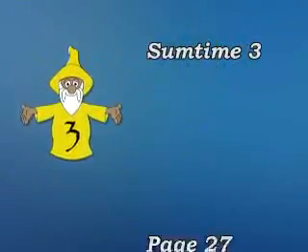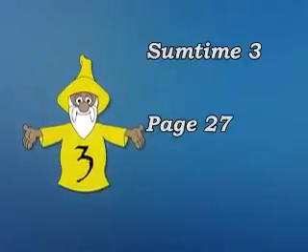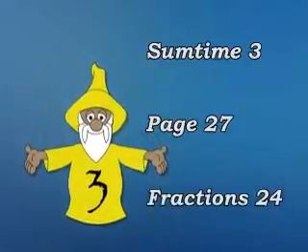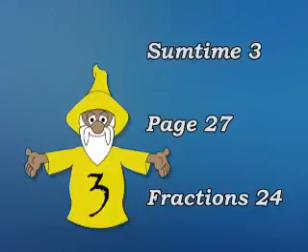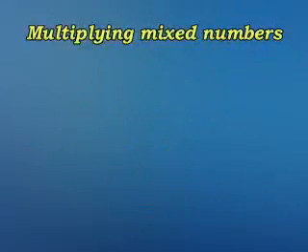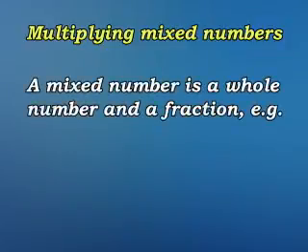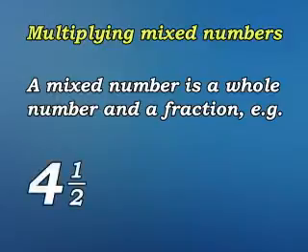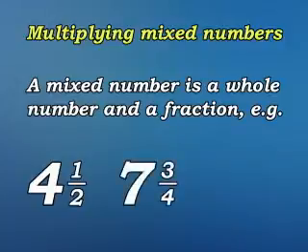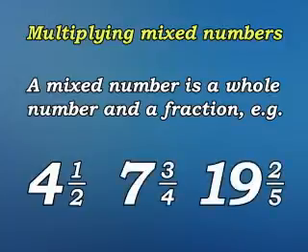Sum Time 3, page 27. Today we're working with fractions, and we're going to try to multiply mixed numbers. You remember what a mixed number is? A mixed number is a whole number and a fraction. For example, 4½ or 7¾ or 19 2/5.